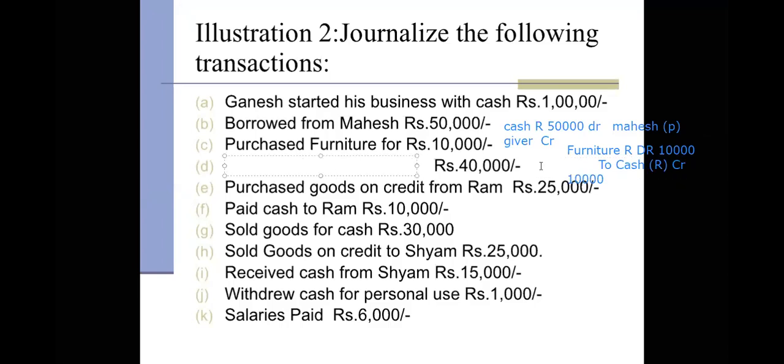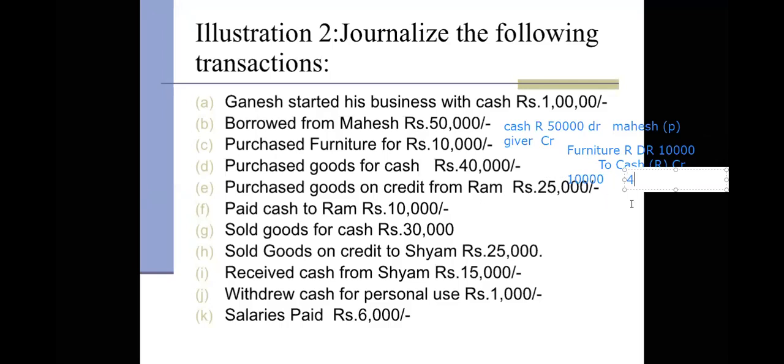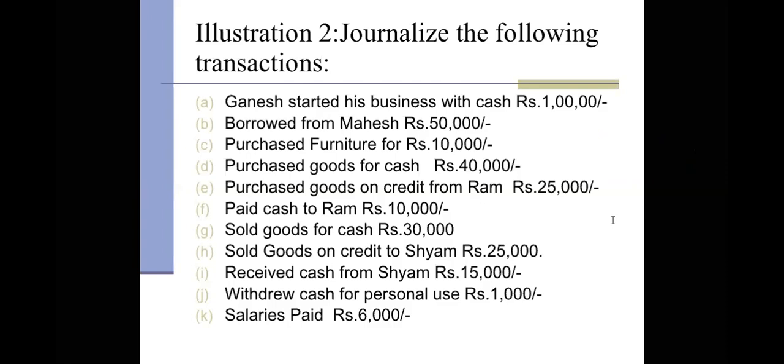So now next, this is the fourth transaction I am going to write for you. Just see this. I'm going to remove all that I have done. Now here I'll be writing the next one: purchased goods for cash.